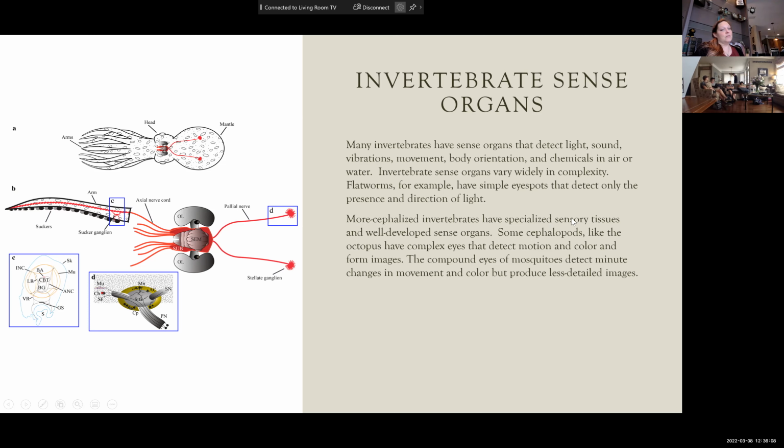So flatworms, we know, have those eye spots. More cephalized invertebrates have specialized sensory tissues and well-developed sense organs. Some cephalopods like octopus have complex eyes, detect motion, color. Now this is interesting. They've taken tiny baby octopi and octopuses, you can say both, and blindfolded them, or part of them at least, and that part of their brain does not develop as they grow. So even if you take the blindfold off, they cannot see, because that part of their brain needs information to develop and grow.